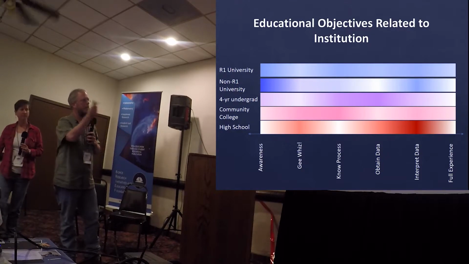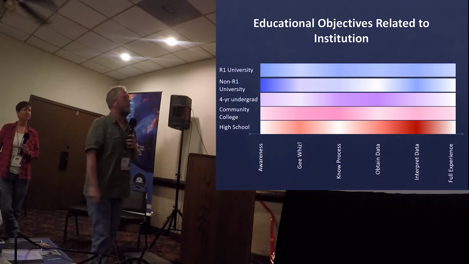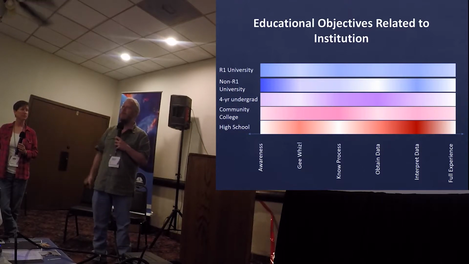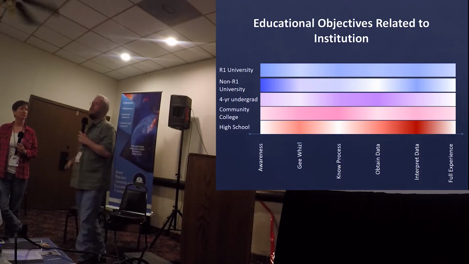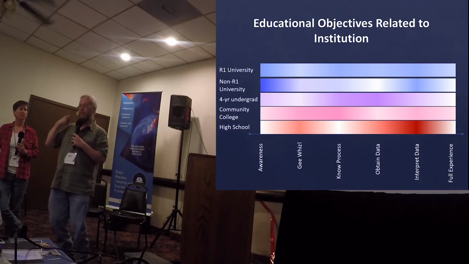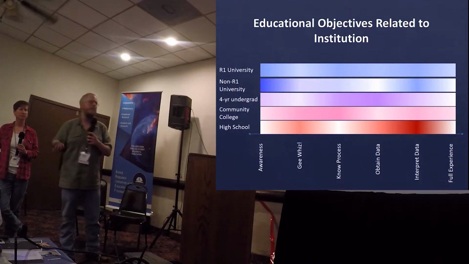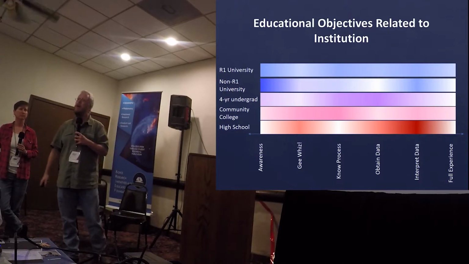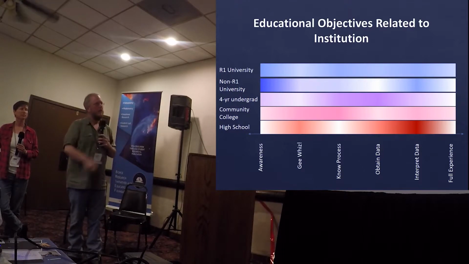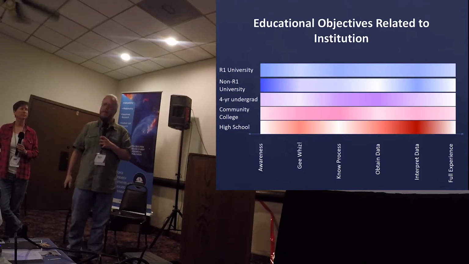While if you look at, for example, non-R1 universities, there's a lot of just wanting them to be aware of what's out there, to track the motion of the sun over the sky over time, or to actually observe the phases of the moon, and to just be aware of what's going on. We're going to talk a little bit about why it might be that they focus more on that end than the others.